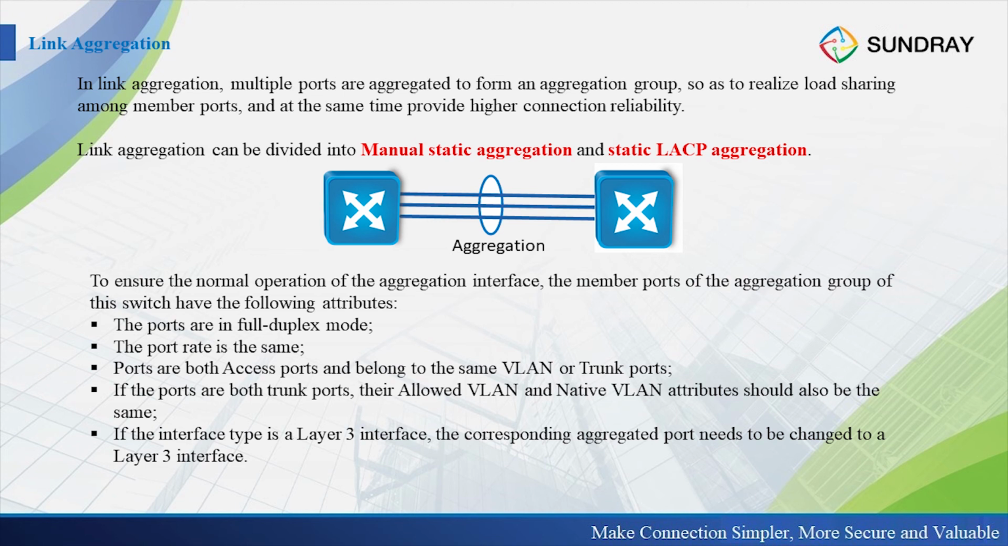the switch ports have the following attributes. The first, the ports are in full duplex mode, and the second is the port rate is the same. And ports are both access ports, or belong to the same VLAN, or are trunk ports. It means all the VLAN settings of the ports should be the same. If it's a layer 3 port, then the corresponding aggregated ports will also be layer 3 interfaces.